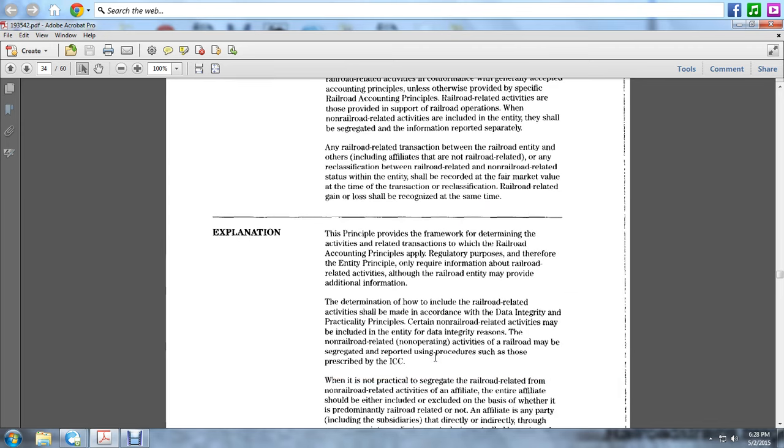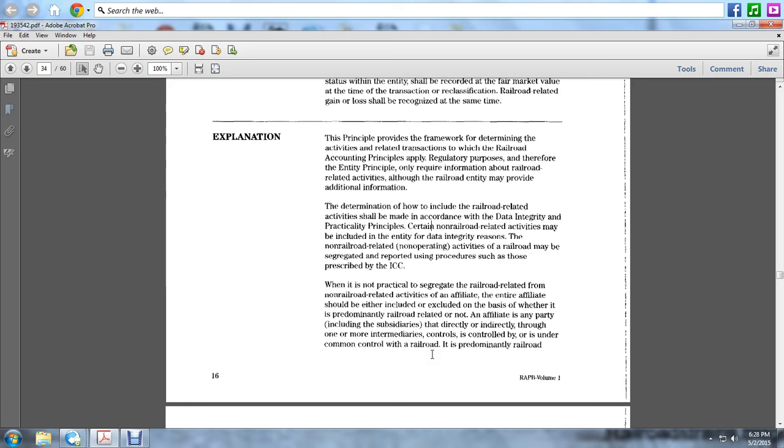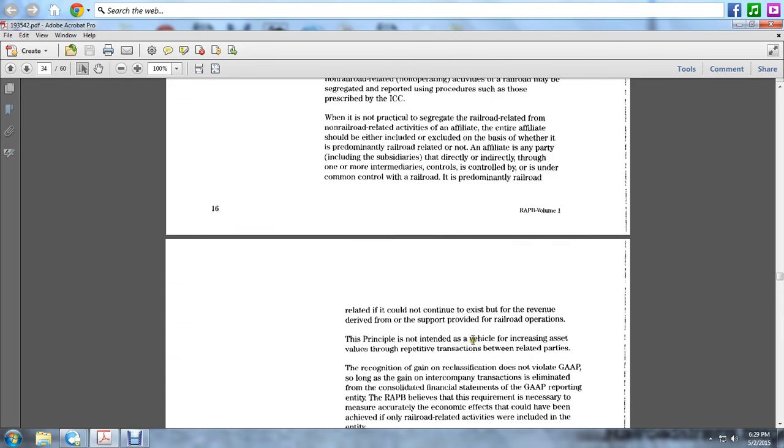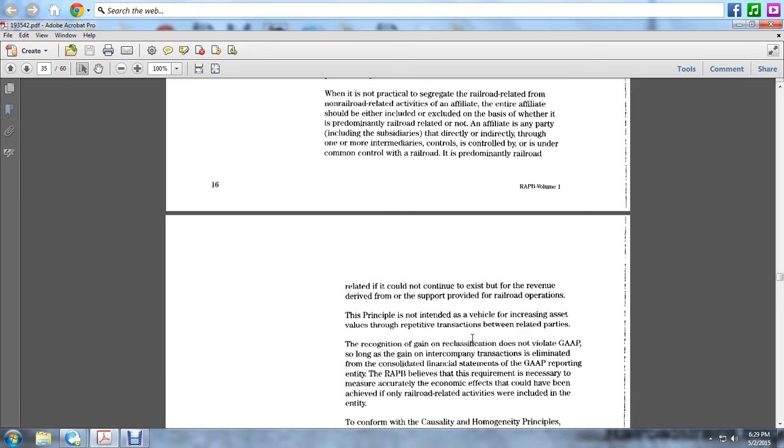The non-railroad-related, non-operating activities of the railroad may be segregated and reported using the procedure prescribed by the Interstate Commerce Commission. If it is practicable to segregate railroad-related from non-railroad-related activities of an affiliate, the affiliate should be either included or excluded on the basis of whether it is predominantly railroad related or not. An affiliate is any party, including subsidiaries, directly or indirectly controlled through one or more intermediaries, or under the common control of the railroad. It is predominantly railroad related if it could not continue to exist but for the revenue derived from the support provided to railroad operations.